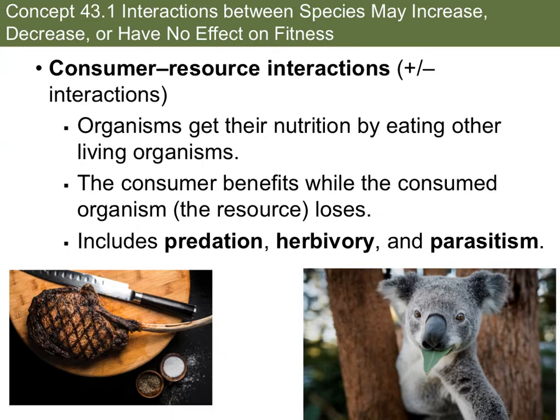So let's take a look at some of these interactions. We're going to start by looking at consumer resource interactions. So again, one organism benefits, the other is harmed. These are organisms that get their nutrition by eating other living organisms. The consumer benefits while the consumed organism, which is the resource, is going to lose. This includes things like predation, so you have predator-prey relationships, and herbivory, which is when an organism eats a plant.